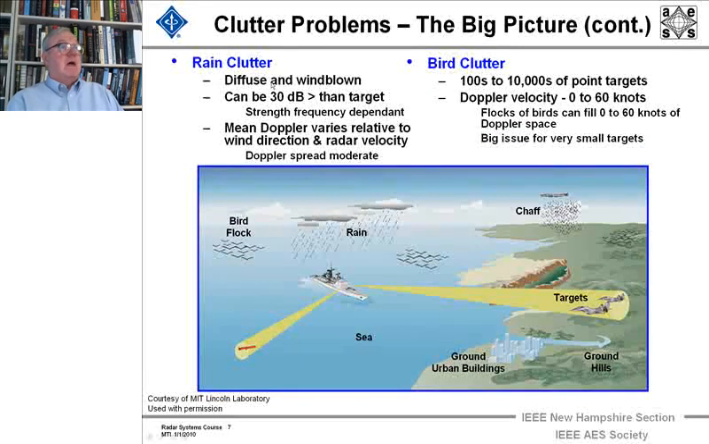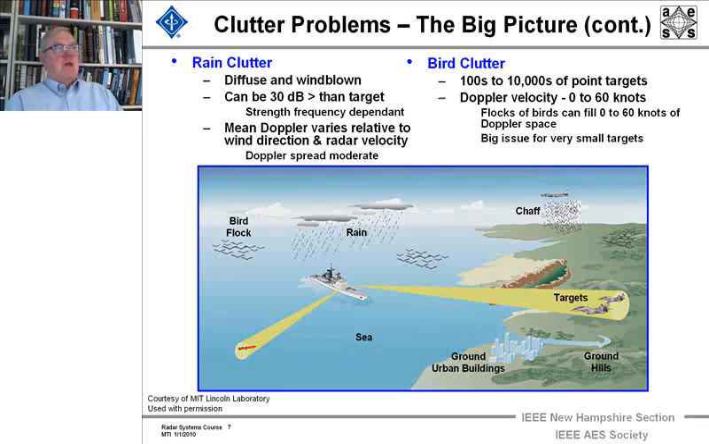Now with rain clutter, that's a diffuse windblown clutter, and we're going to get to see a picture of the PPI with all of it. It can be 1,000 times greater than the target, and its strength and frequency are very dependent on the time of day and whatever. Later on, I'll try to sneak in a picture of Hurricane Irene in the Pulse Doppler section to show you what an up-to-date picture of it looks like.